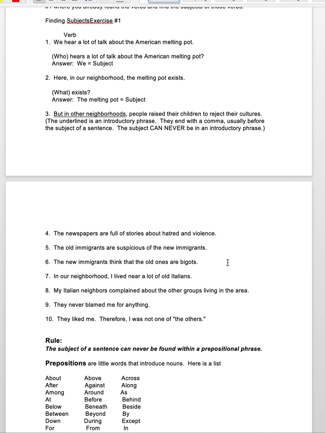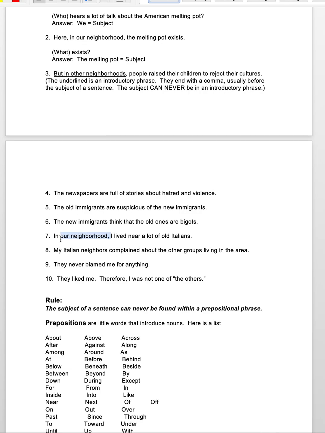Now, here's an example of that right here. "In our neighborhood," and you can kind of feel the pause. A lot of times when you read something out loud and you hear the pause, that's because it needs a comma there. So if you read, like this one, "The new immigrants think that the old ones are bigots." There's no pause. But if you look at this one, "In our neighborhood, I live near a lot of old Italians. It's like my life in Brooklyn." Anyways, that comma goes there because it's an introductory phrase before the subject I that does the verb lived.